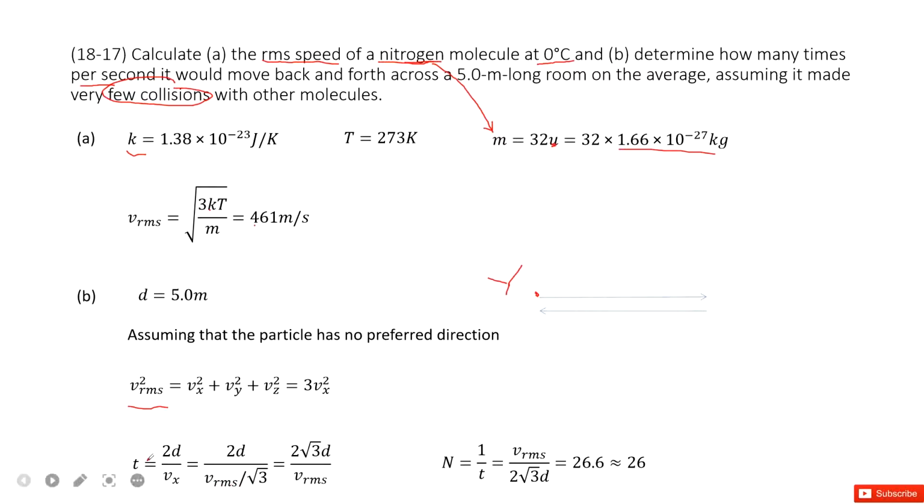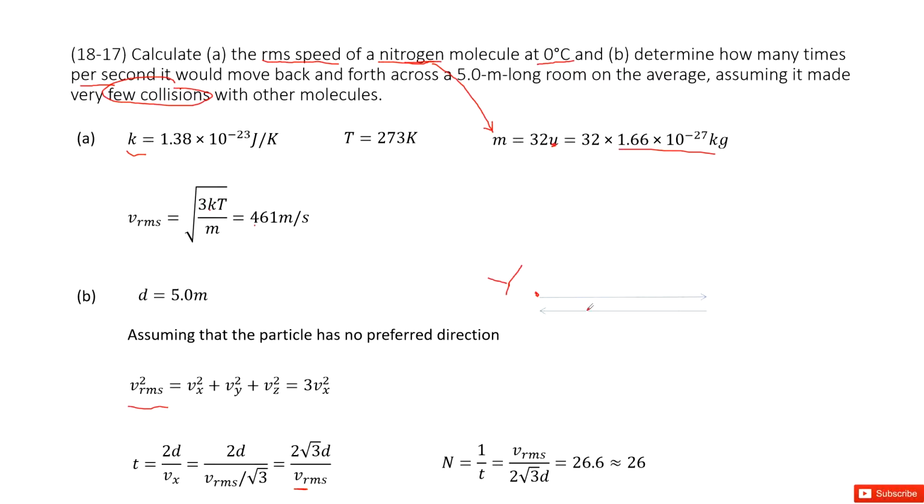Now we can find the time for one back and forth. We can see the distance it traveled is just 2d, and the speed is vx. So we can input vx as v_rms divided by square root of 3, right? And then we can simplify it in this way. This is the time taken for one back and forth.